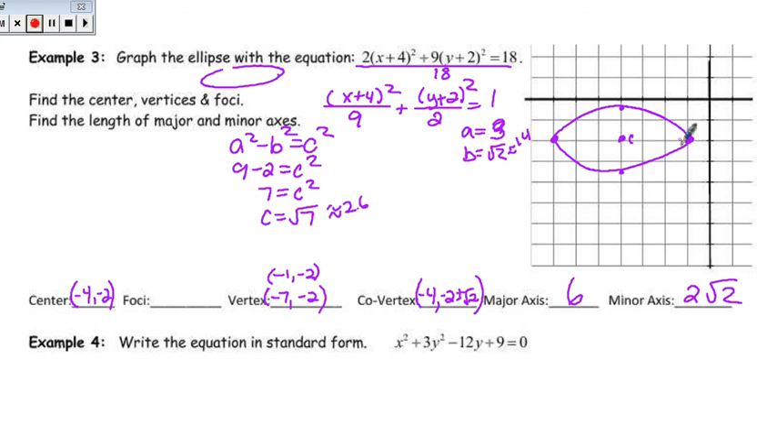So 1, 2 is real close to the actual vertices. Again, the foci is bouncing off this x coordinate here. So we're going to have minus 4 plus or minus square root 7, and the y coordinate staying the same because these foci did not shift up or down. Okay, let's look at the next guy.